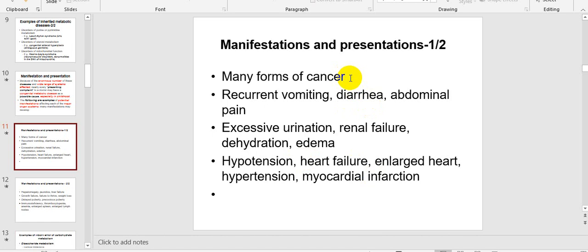Recurrent vomiting, diarrhea, abdominal pain, excessive urination, renal failure, dehydration, edema, hypotension. You see, there are times that you realize that when you take milk, you begin to go to the toilet. You have excessive diarrhea unless you take antibiotics before it goes. It is an inborn error of metabolism. You inherited it from your parents. We call it hypolactasia. We will get there. That's lactose intolerance.